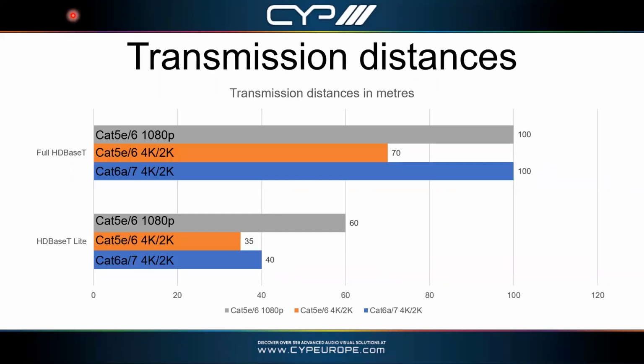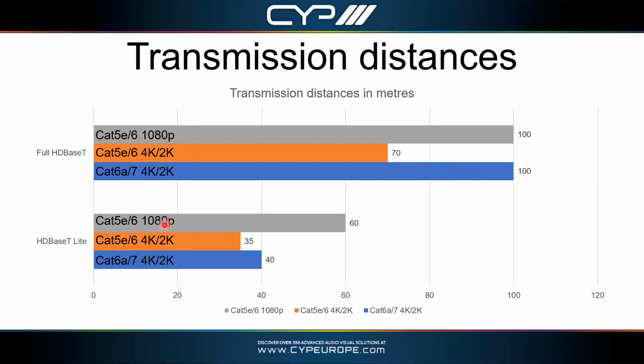So again, just to have a look here, a quick comparison of full HDBaseT versus LITE. As we mentioned earlier, the distances relate to what signal you're putting through the cable and what cabling you're running. So as you'll see at the top there, full HDBaseT with a 1080p signal over Cat5e or Cat6, you'd be looking at achieving up to 100 meters distance. If you were putting a 4K signal through that, 4K 3G, then you'd be looking at more like 70 meters. And if you've gone for the Cat6A or Cat7, as Kev mentioned earlier on, you're then more likely to achieve that full 100 meter distance.